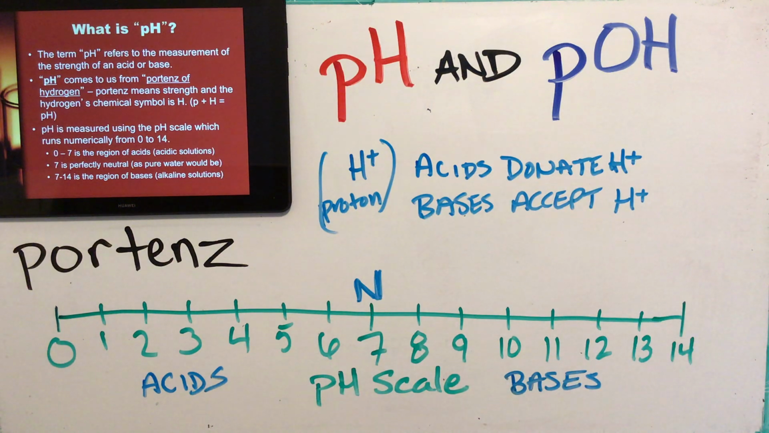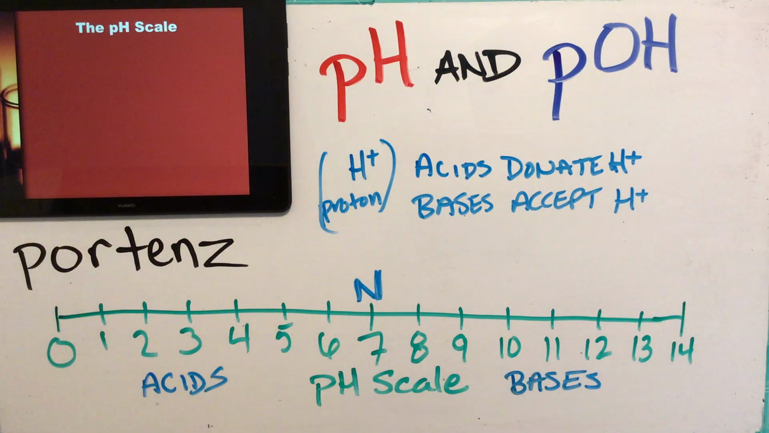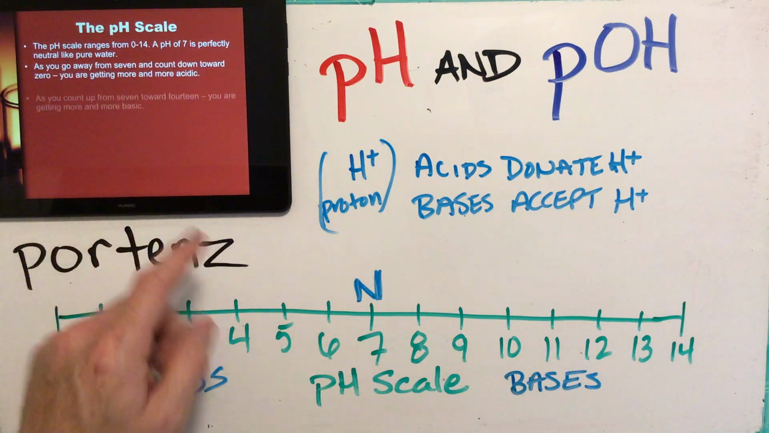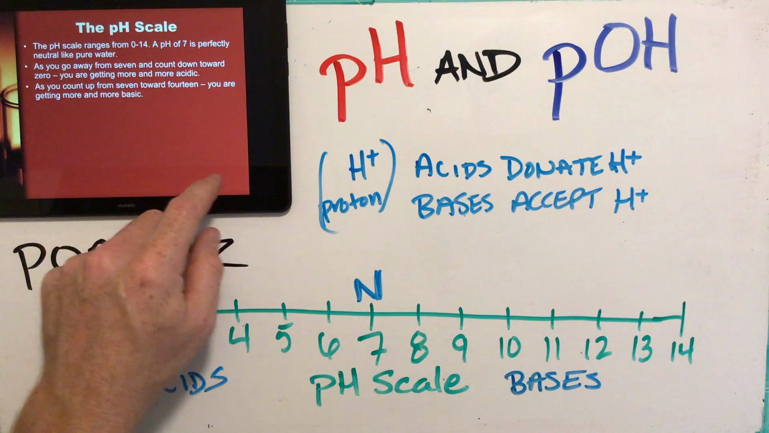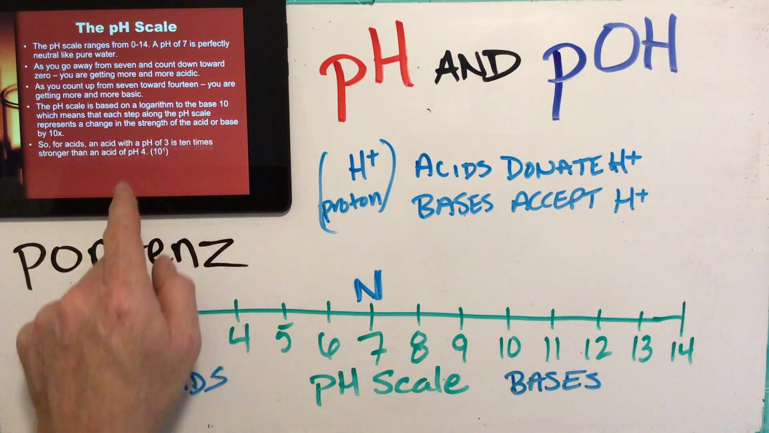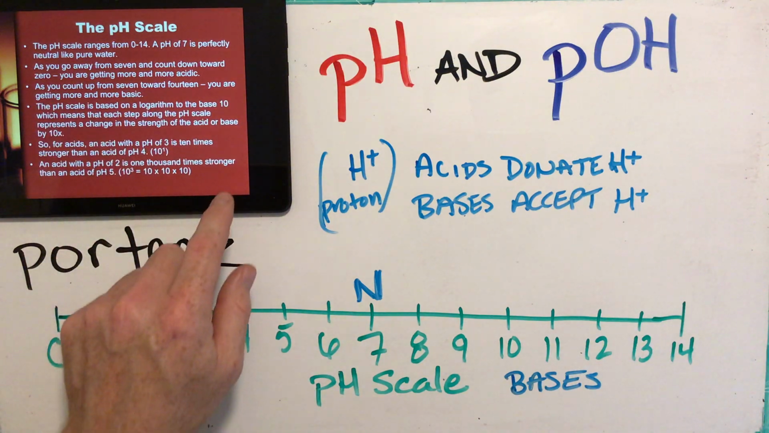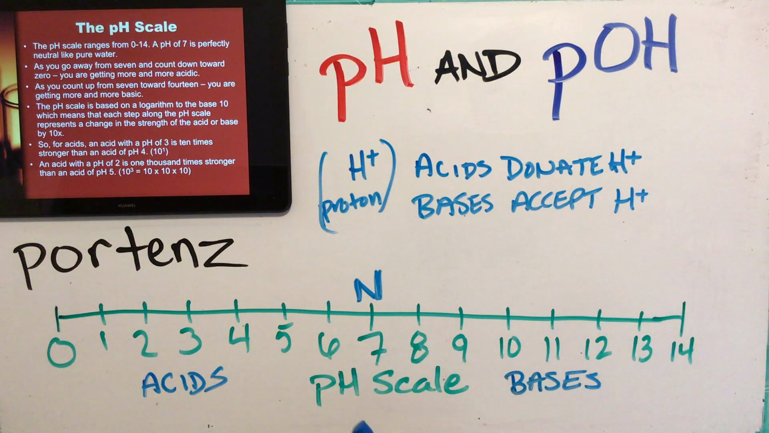All right? So let's go a little further here. The pH scale. So when we see the pH scale, it's 0 to 14, 7 is neutral like pure water. I'm just going to bring all this up so my hand's not constantly in the way. So on the pH scale, 0 to 14. 0 to 7, that's acidic. 7 to 14, that's basic. Now, neutral right in the middle.